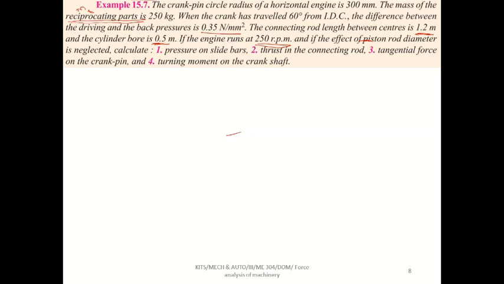Now the piston rod diameter is neglected. That means the A2 value is neglected. They have neglected the piston rod diameter, so the A2 value is neglected. Only A1 and P1 minus P2 are given. The value of P1 minus P2 is given. Then they are given the A1 value, 0.5 meter.